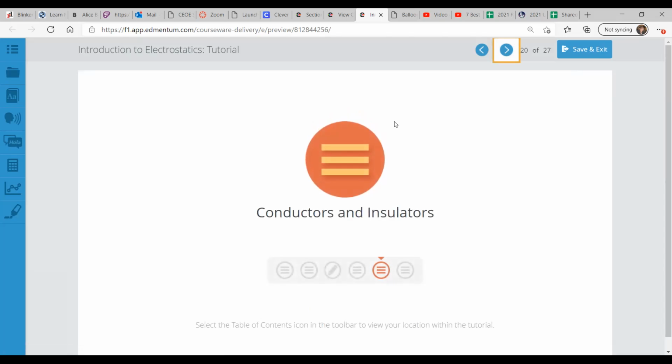And we'll pick this up later to learn about conductors and insulators. But that's it for this lesson right now.